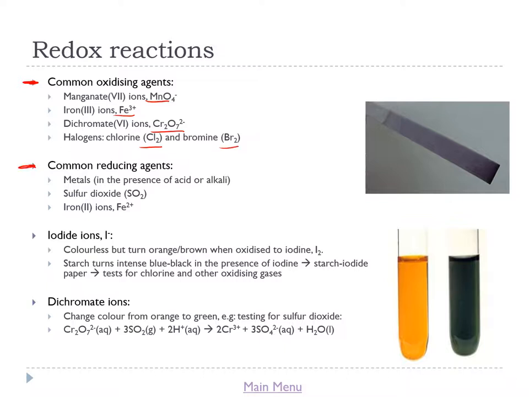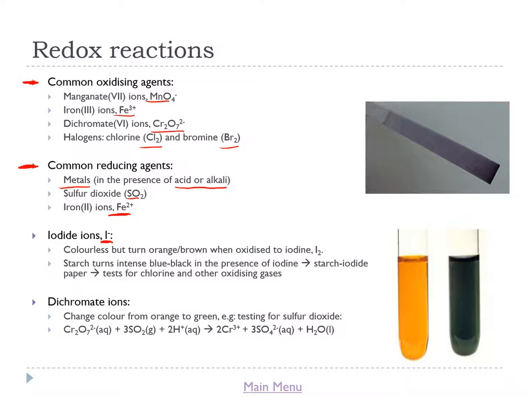We might also see some reducing agents, and again, common reducing agents are metals in the presence of either an acid or alkali, depending on the metal and depending on the test. Sulfur dioxide gas, SO2, and iron 2 ions, Fe2+. So what about some specific examples? Well, iodide ions are a really good example that are often used in qualitative tests.